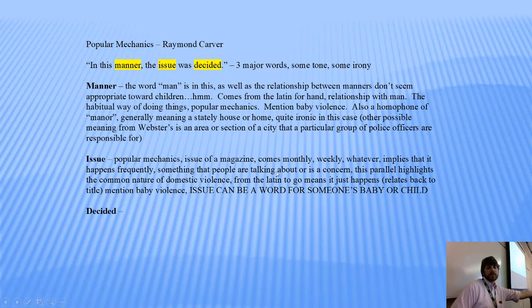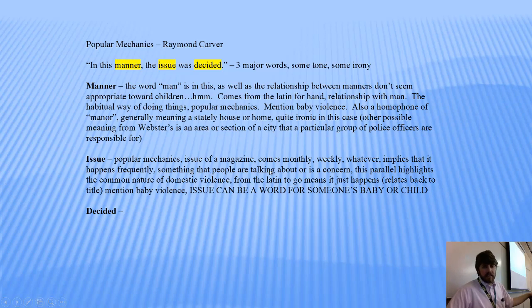Additionally, it's something that people are talking about or is a concern, like a problem. So this parallel, of course, hides the common nature of domestic violence. When you say something is an issue, he says the issue was decided. He means like the issue of who will get the baby. That was decided. Could also mean, though, the broader sense in which we say the word issue. Like, man, this is a big issue in society today. Because it can mean both, right, at both levels. So you could be saying issue in terms of all domestic violence and all fighting over children.